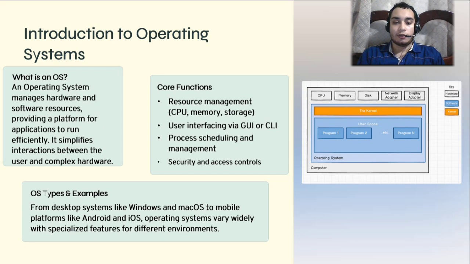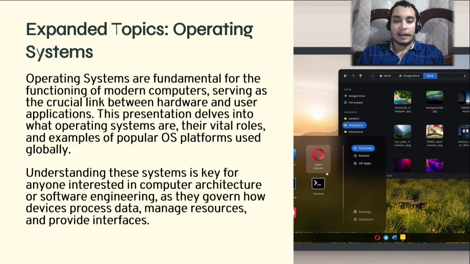Introduction. Operating systems are essential components in the field of computer architecture. Without an OS, a computer will not be able to function effectively, and users would have to interact directly with complex hardware components. In this presentation, we will explore a general overview of what an operating system is, the core functions it performs, the most common types of operating systems, and real-world examples.